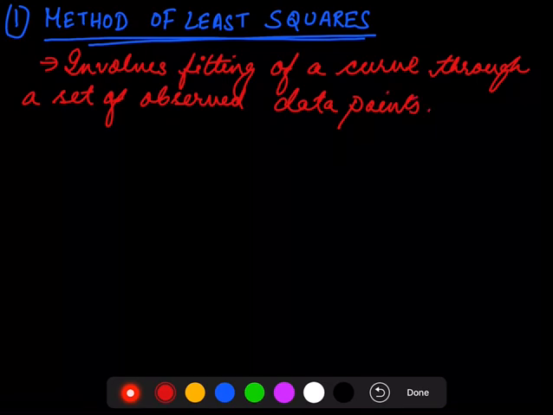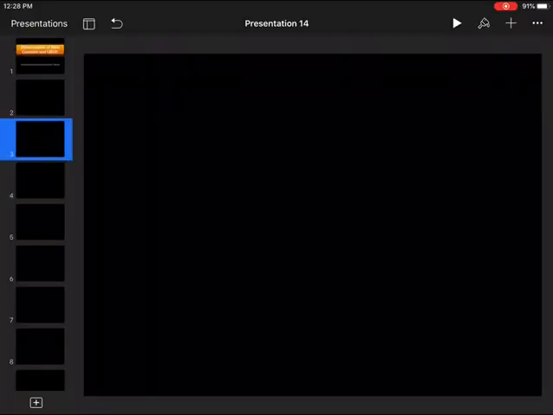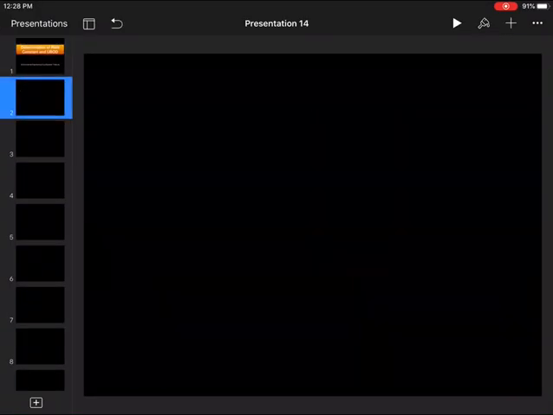But there is a condition, in such a way that the sum of the squares of residuals is minimum. Alright, let me go back again.